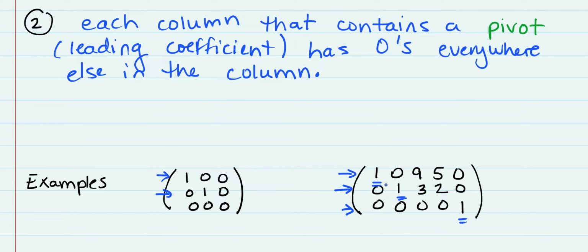So we have to make sure that the only thing in a column with a leading coefficient, a pivot, is just this 1 and there's nothing else. Okay? If I put something else here, like if I put, let's say a 6 and a 3, this would not be in reduced row echelon form because we would have to have zeros here, but it is in row echelon form because it satisfies the properties of row echelon form. Okay?